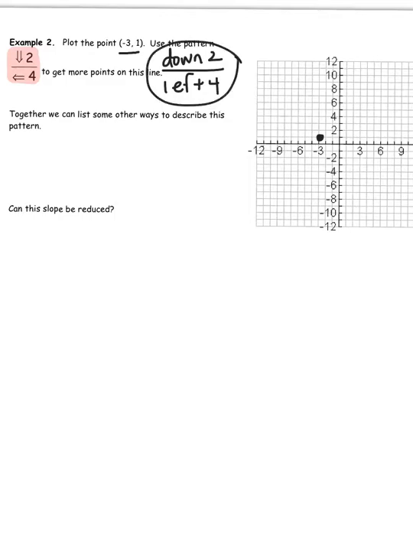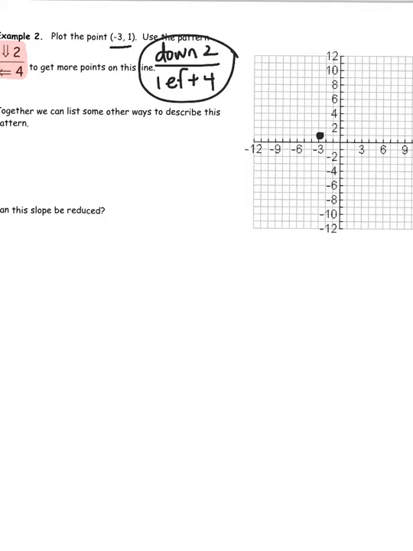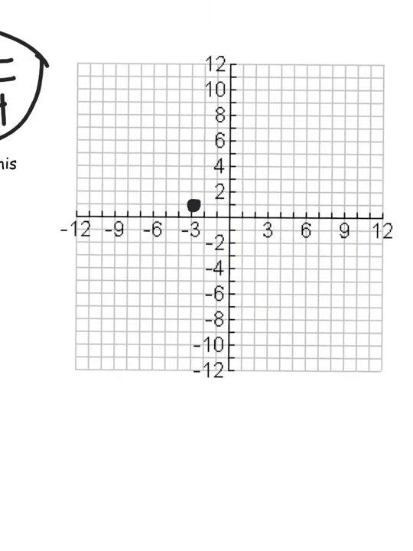Let's do that first. I'm going to go over to my graph and use the pattern down 2, left 4. So here's my graph, start at my point, and I'm going to go down 2 units, to the left 1, 2, 3, 4 units. I end up right here at negative 7, negative 1. Then I'm going to do that again, down 2, left 1, 2, 3, 4. So we should have 2 points there.